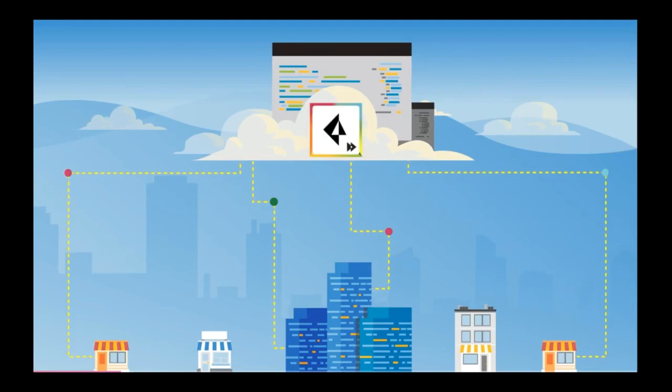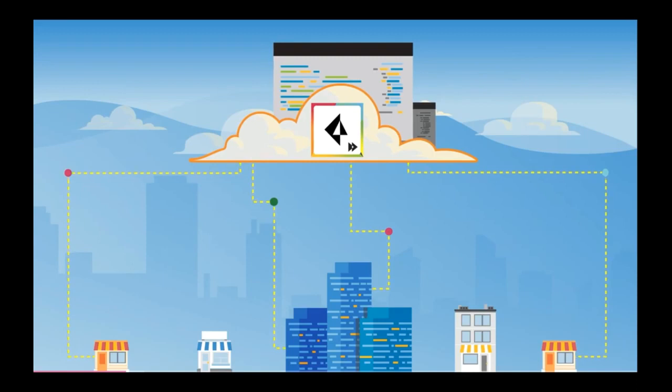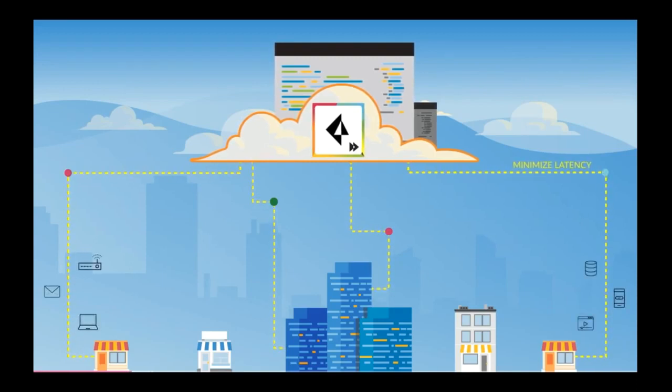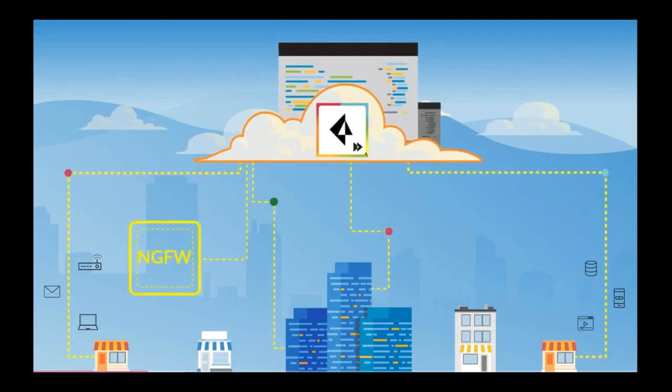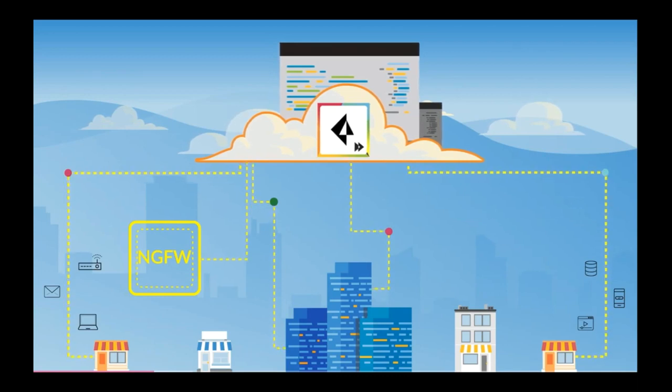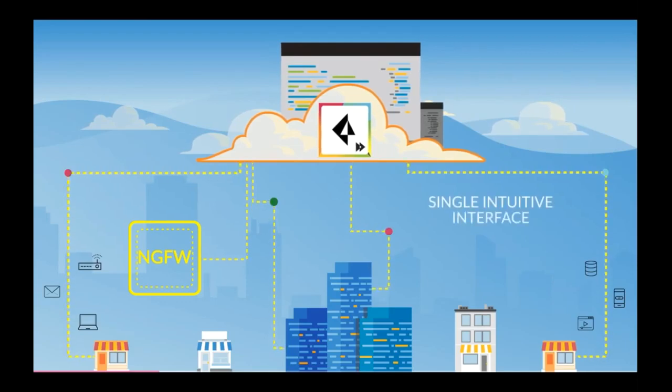Using Prisma Access as the SD-WAN hub, you can optimize the performance of your entire SD-WAN network, allowing you to minimize latency and ensure reliability, resulting in an exceptional user experience at the branch. Alternatively, you can build the hub and interconnect infrastructure yourself using Palo Alto Networks' next generation firewalls. Regardless of the deployment model, you can manage security and SD-WAN on a single intuitive interface.